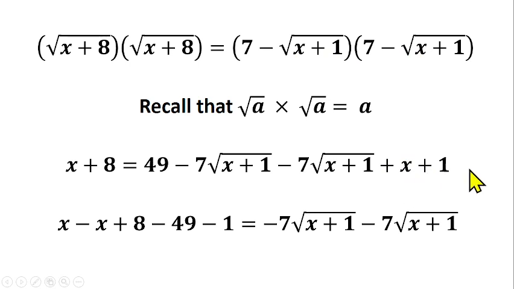Do you understand that? Then from there, we can now take the like terms. How do we do that? We can move all this 49 to the other side, x + 1 to the other side as well. So technically you'll be having x. This one comes here, it becomes minus x, then plus 8. 49 comes here, it becomes minus 49. Then 1 comes here also, we'll be having minus 1 equals minus 7 sqrt(x + 1) minus 7 sqrt(x + 1). So that's what you're having here right now.